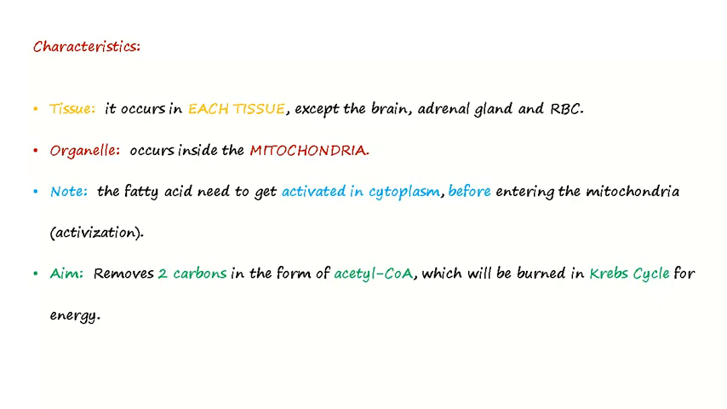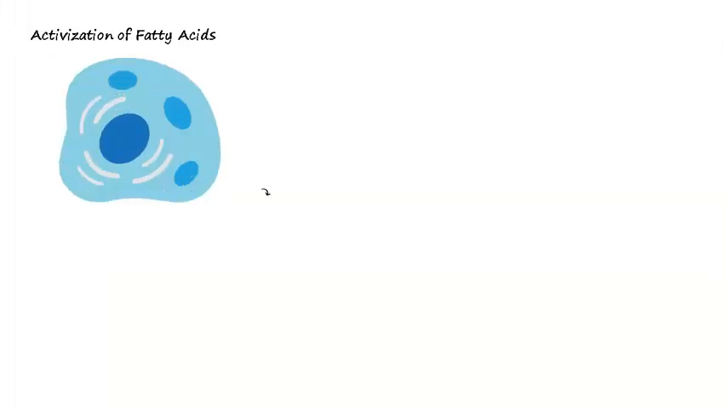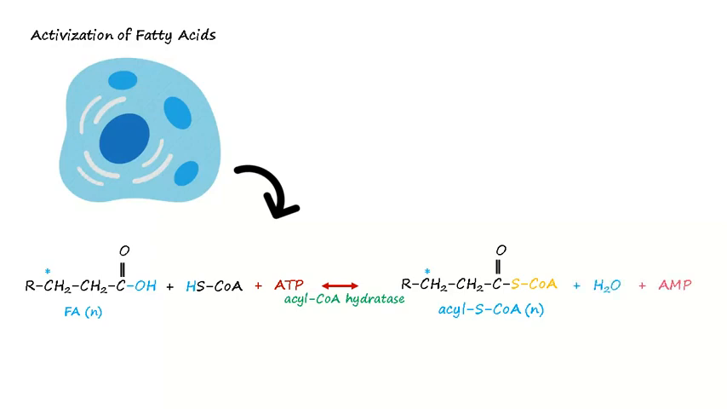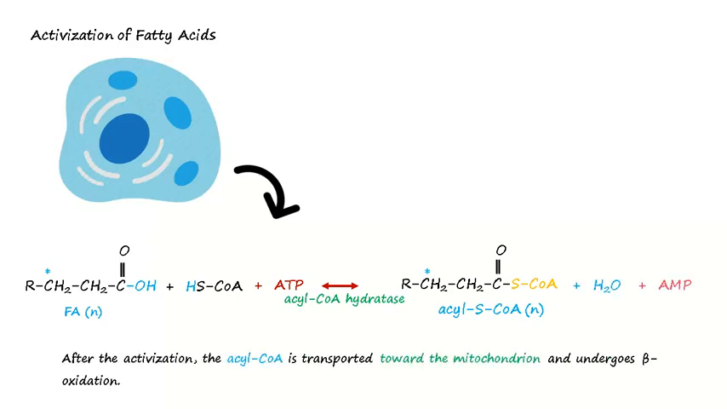Well, the first step is the activation of the fatty acid. The fatty acid will interact with coenzyme A, and will charge an adenosine 3-phosphate macroergic compound. The product will be acyl-CoA, with a specific number of carbons. After the activation, the acyl-CoA will be transported toward the mitochondrion, to undergo oxidation. The process occurs in the cytoplasm. It charges 2 macroergic compounds.